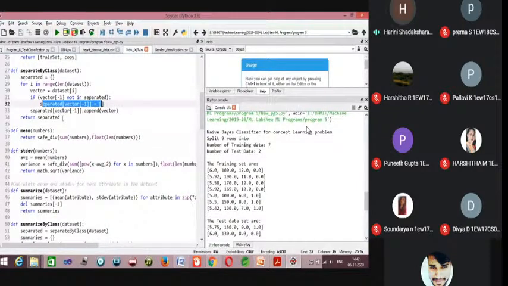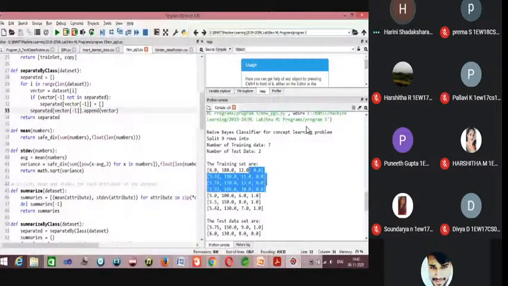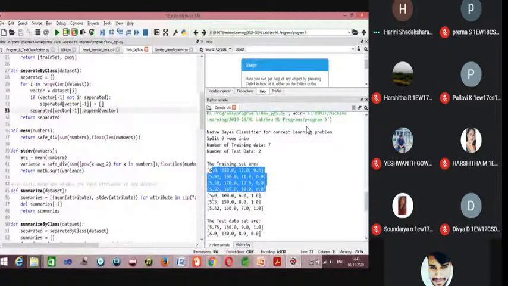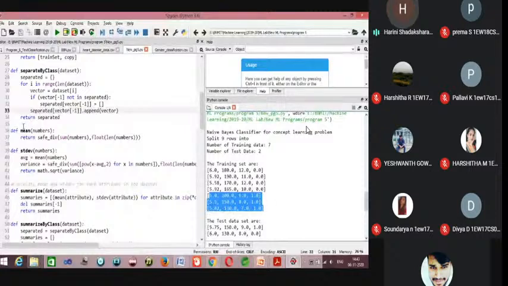Then it goes to the next iteration of the for loop and takes the second one. The second one is also 0, but 0 is already there, so you append it. Right? So it is going to separate these 4 into one group and these 4 into another group. Separated of 0 goes to this one, separated of 1s with this. So that will be the output of separate by class.